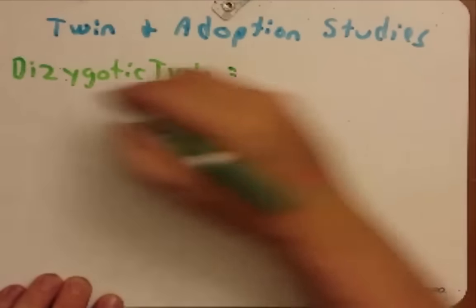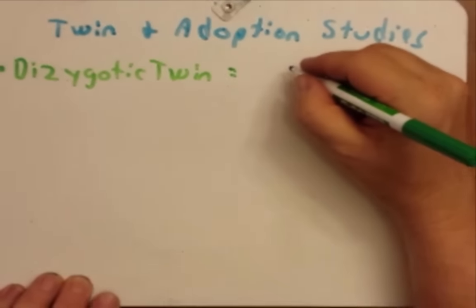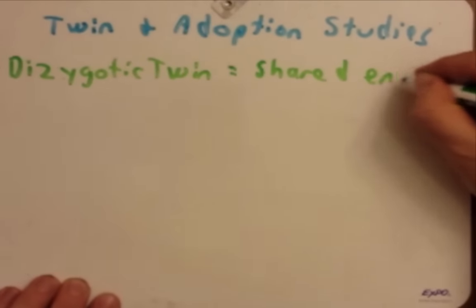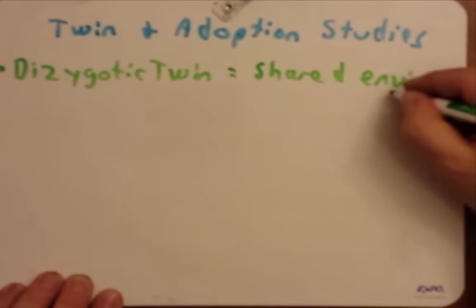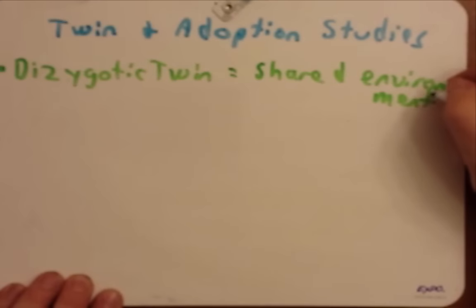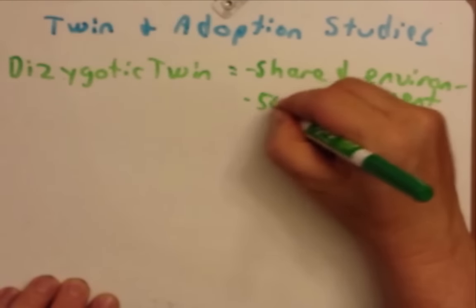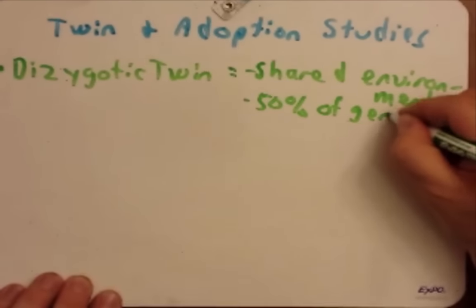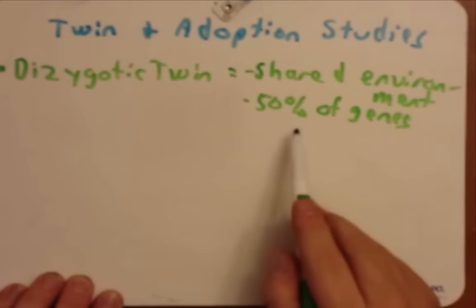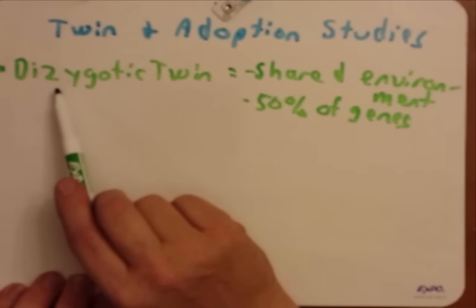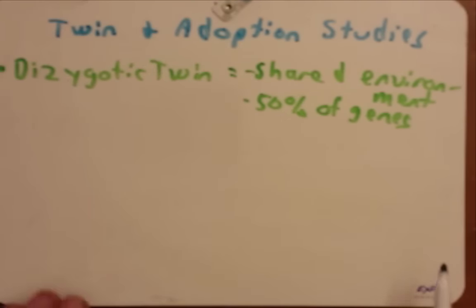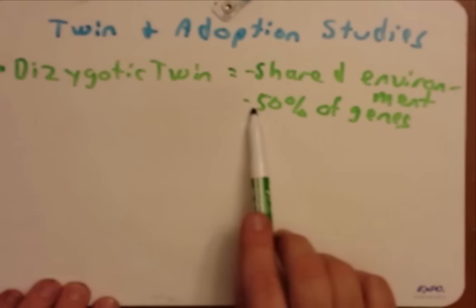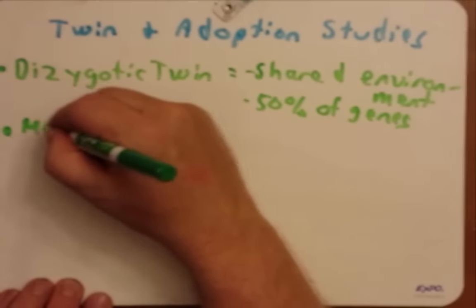So with dizygotic twins, they have a shared environment. And 50% of genes are shared. This is the same as if we were to say siblings. Siblings and dizygotic twins are the same in this sense. If they were siblings, they would also share an environment and share 50% of their genes.